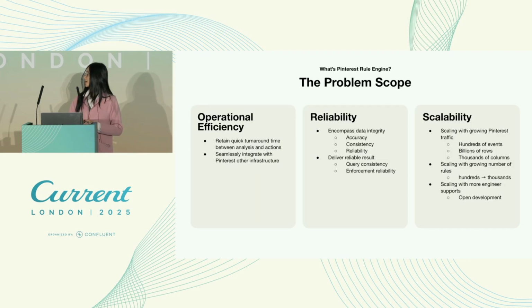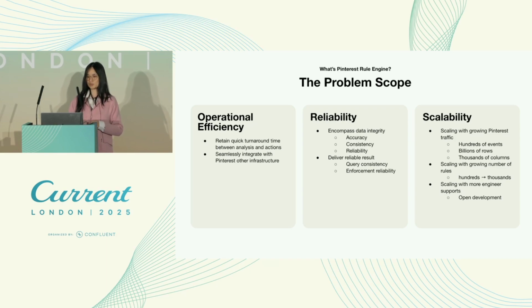So here are a set of problems that we will need to solve in the next generation of Guardian. First of all, we will really want to maintain the operational efficiency aspect. That means we would really want to keep our users transparent during this upgrade. They can continue to write the rules. They can still have a very quick turnaround time between the issue detection and enforcement launches.